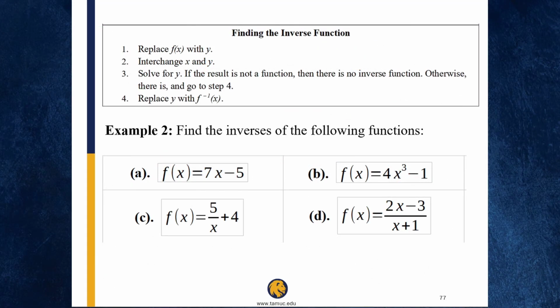What we're going to do now is look at how we can take a function and create its inverse function. And there's a step-by-step process outlined here that we're going to go through in these following examples to see how to solve for the inverse.